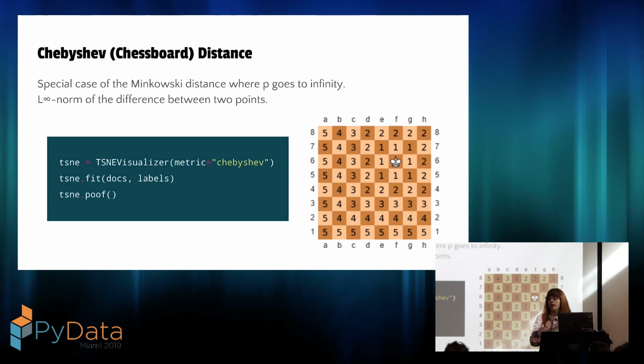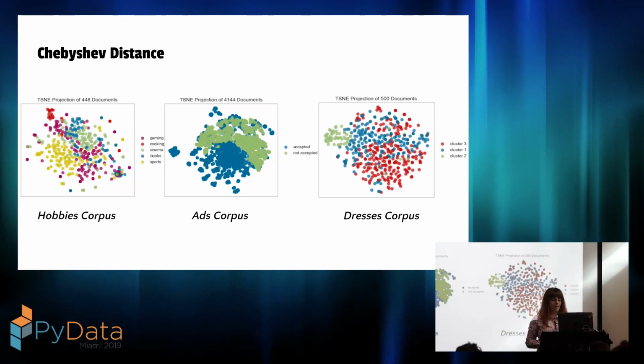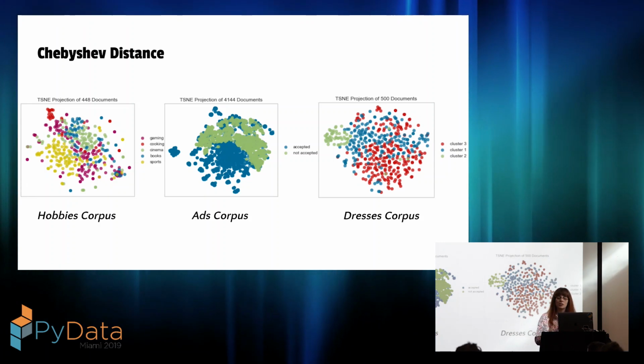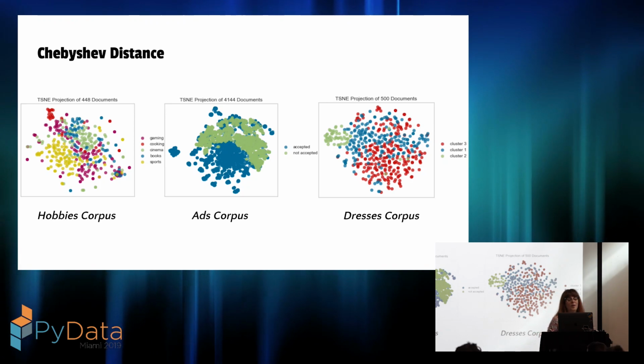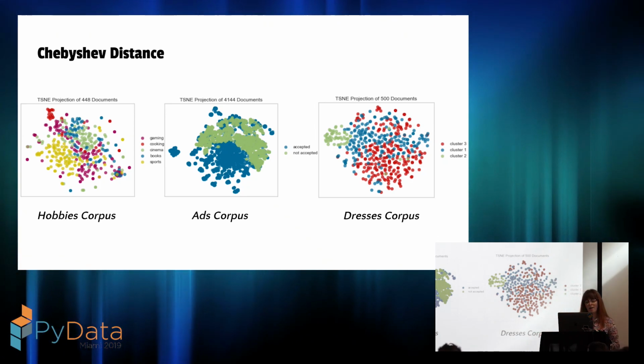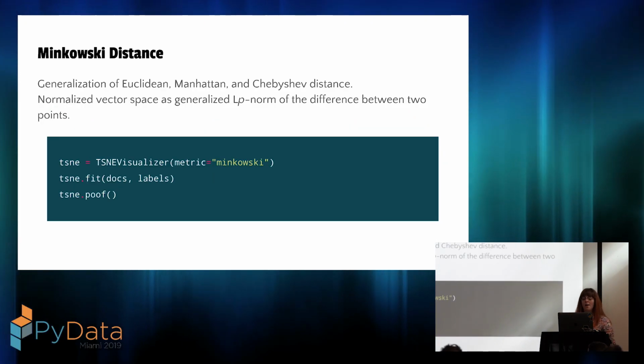This is a special case of Minkowski distance, the L infinity norm. This one I think actually does better with the addresses corpus, which I think is sort of interesting, but maybe worse with the ads corpus.